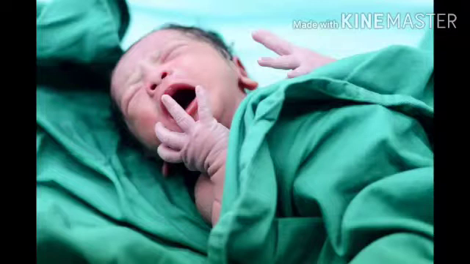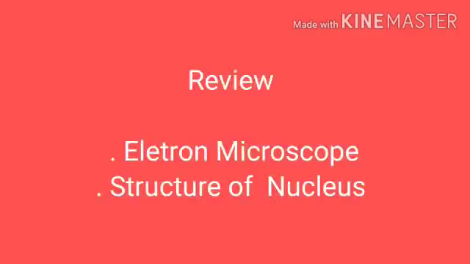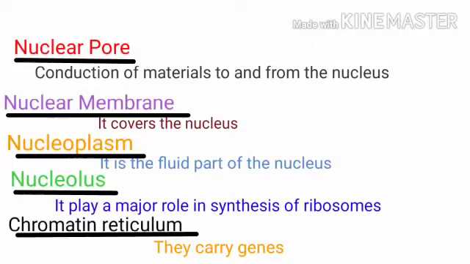For example, what do friends and family say when they see a baby? She looks exactly like her mother or father. That is because a newborn baby gets genes from the parents. Today we studied about electron microscope and structure of nucleus.